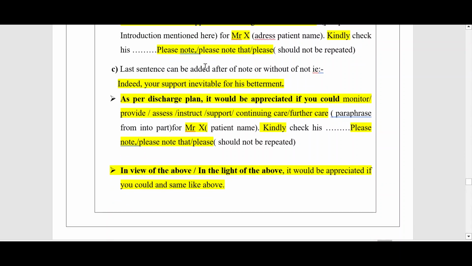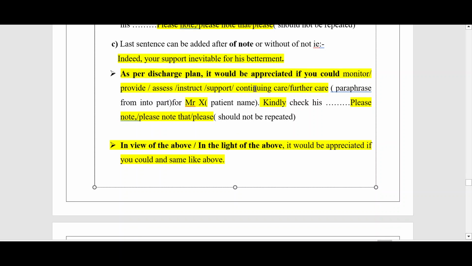Another one: the last sentence can be added after "off note" or without it. That is an example. The last sentence can come after "off note." If "off note" is not there, that is okay. If it is there, you can use it. Usually these days it is not advisable. If you are using that, it should be written after that. After that sentence, try to write "Indeed, your support is inevitable for his betterment." That will enhance your letter writing. Please keep that in mind. I will show you the example as well in my further explanation.